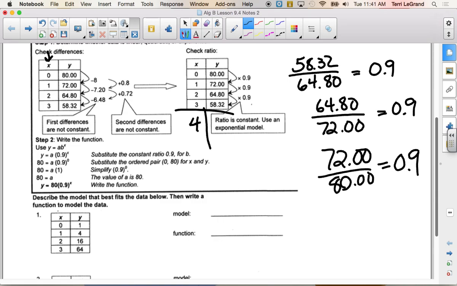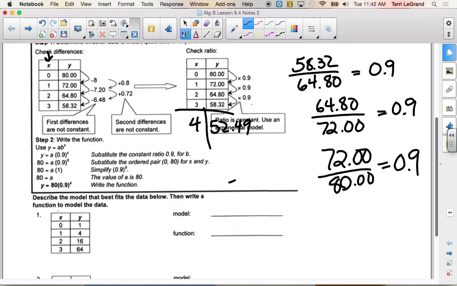Take 58.32 times 0.9. Yeah, you just multiply it by 0.9 again. And Cassie, you said, I don't know why it went down, but look at what's happening in the table. It is going down. Yeah, it is going down.